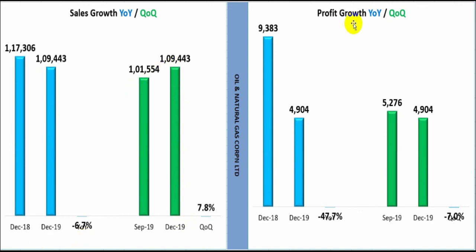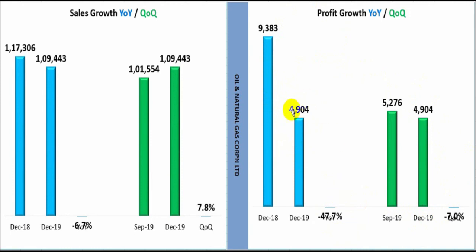In terms of profit growth, the profits have seen a fall of 47% from where it was in December 18. 9,300 crores was earned in December 18, and in December 19 the profits have fallen to 4,900 crores, a huge fall when considering YOY values. Even quarter on quarter it has fallen further, by 7%. In September at least it was a little higher, but in December it has further fallen to 4,900 crores. So this needs to be understood, what is creating this kind of fall in its profits. Is this one time or would this be a recurring one?